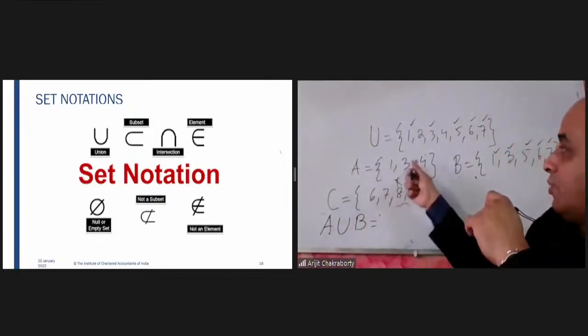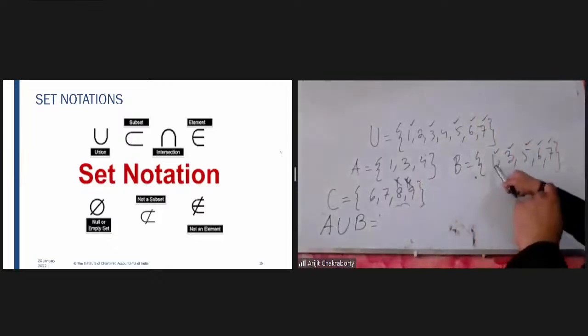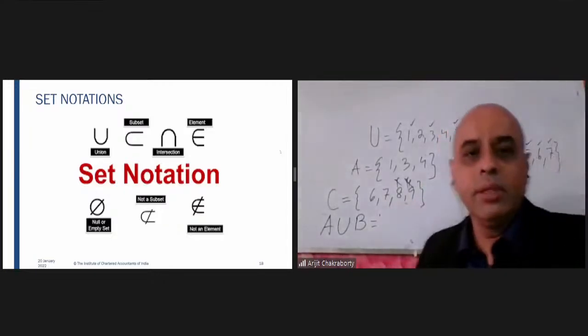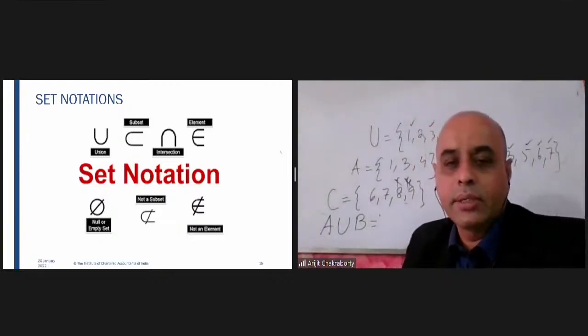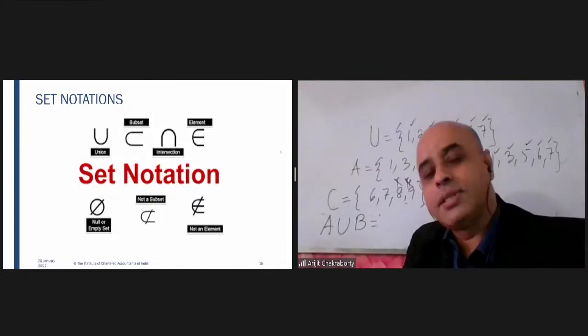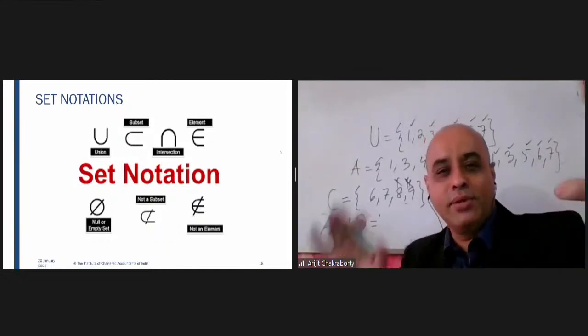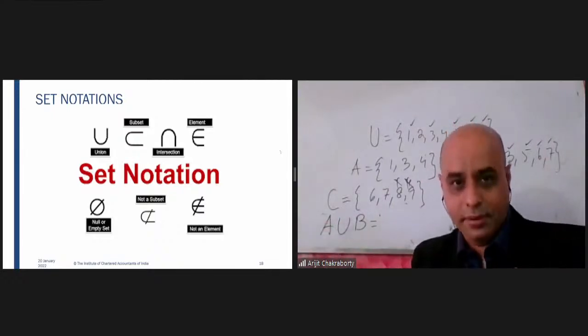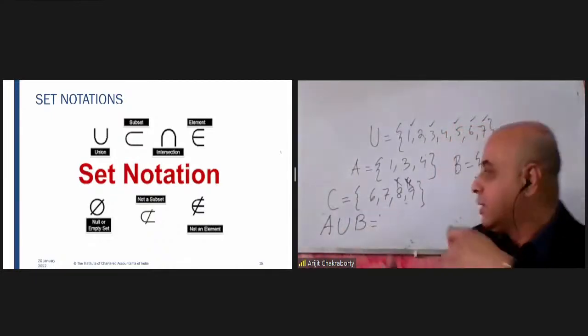A we have 1, 3 and 4. B we have 1, 3, 5, 6, 7. What is union? Union means just get the members of each set together. That's it. Union means united, integration. So let us do it.